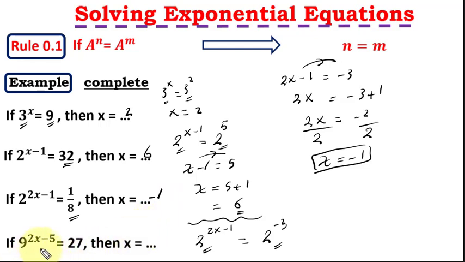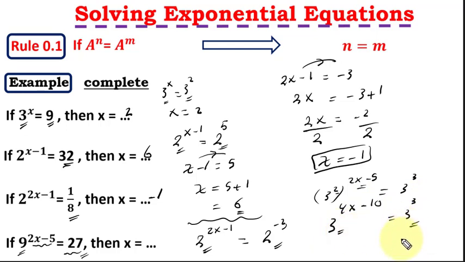The last one: 9 raised to the power 2x minus 5 equals 27. We can write 9 as 3 squared, and the exponential form of 27 is 3 cubed. We will get here that 3 squared, all raised to the power 2x minus 5, equals 3 cubed. We have two powers, so we multiply the two powers, applying the exponential rule. We will get 3 raised to the power 2 times 2x, which is 4x, and 2 times -5, which is -10, equals 3 raised to the power 3. We get the same base, then 4x minus 10 equals 3.